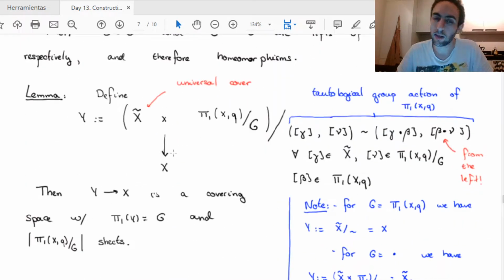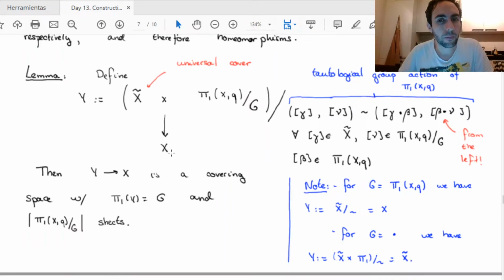Now we are going to explain a slightly different way in which you should be able to think about covering spaces, which is the following. So let's say this.